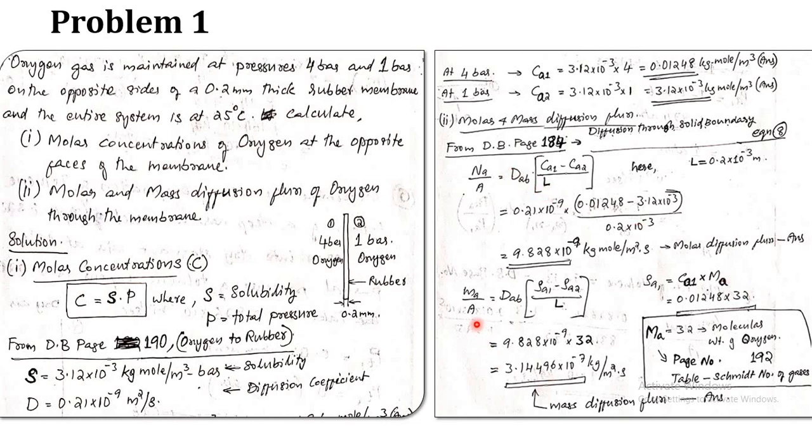So we just multiply NA by A, that is the molar diffusion flux, with the molecular weight of oxygen, and you get the mass diffusion flux. So 9.828 into 10 raised to minus 9 multiplied with the molecular weight of oxygen gives the mass diffusion flux, 3.14496 into 10 raised to minus 7 kilogram per meter square. That is the first question.